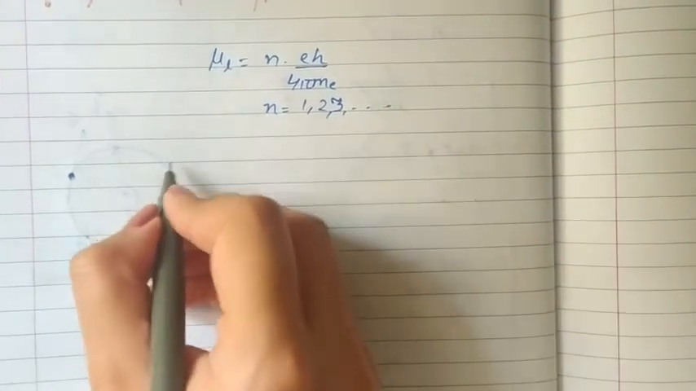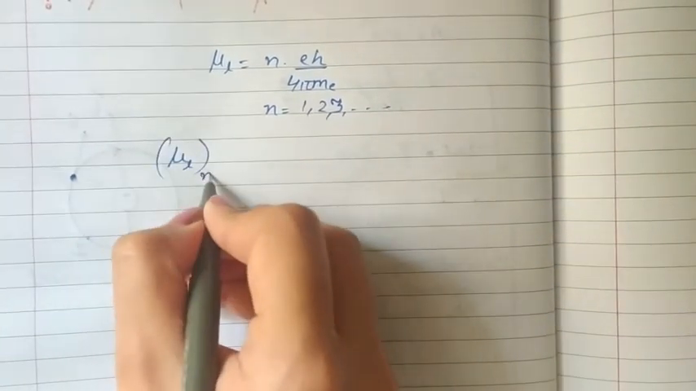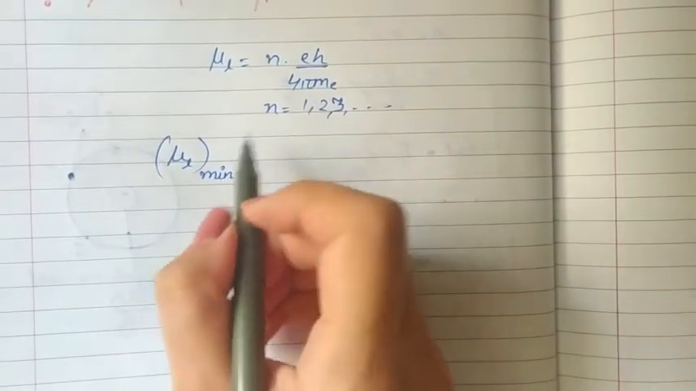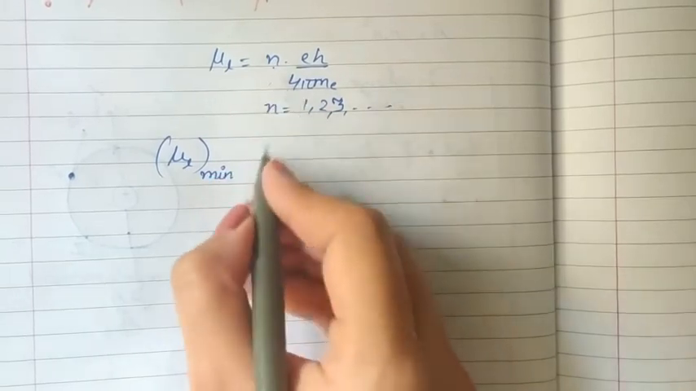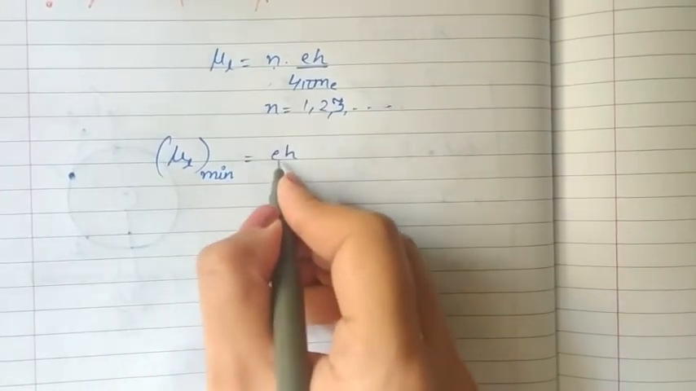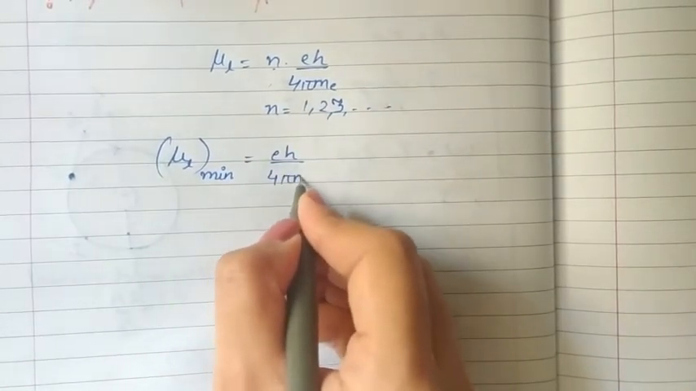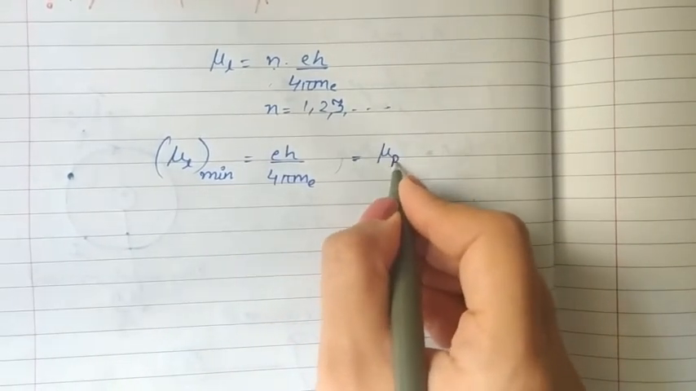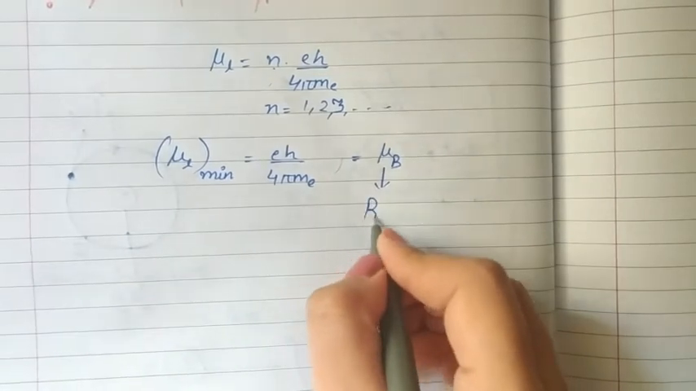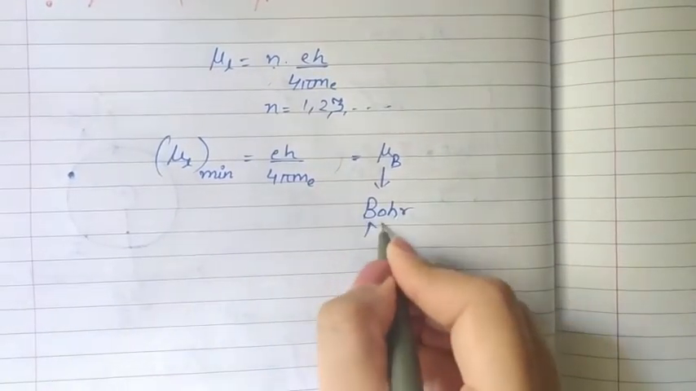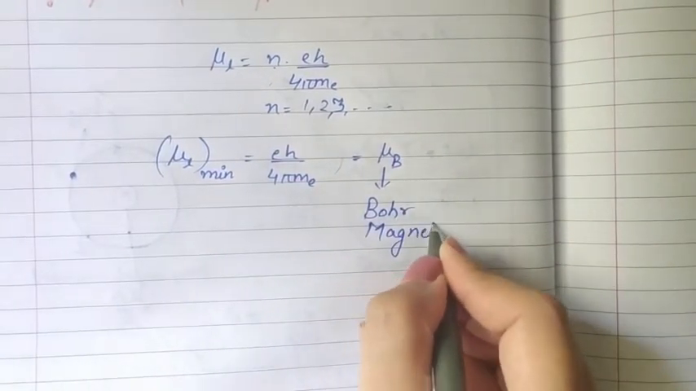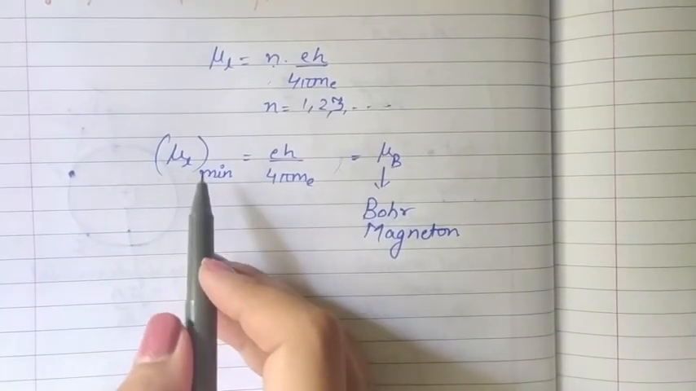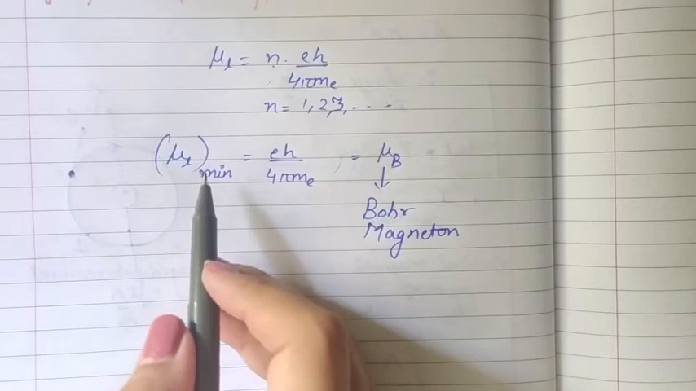So if we talk about the minimum orbital magnetic moment, then we get the minimum one when we put 1 in place of n. Then the minimum value is e h upon 4 pi m e. We write this minimum value as mu B, and this mu B is known as Bohr magneton. So Bohr magneton is the minimum value of orbital magnetic moment that is associated with an electron.